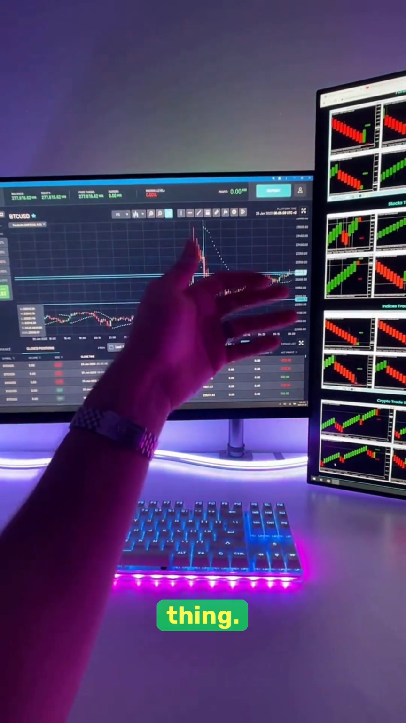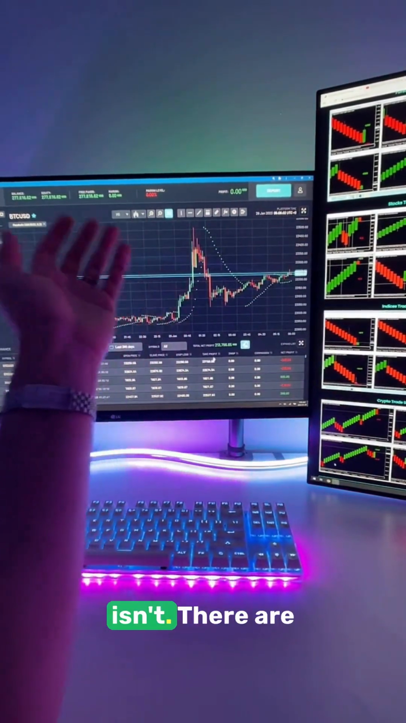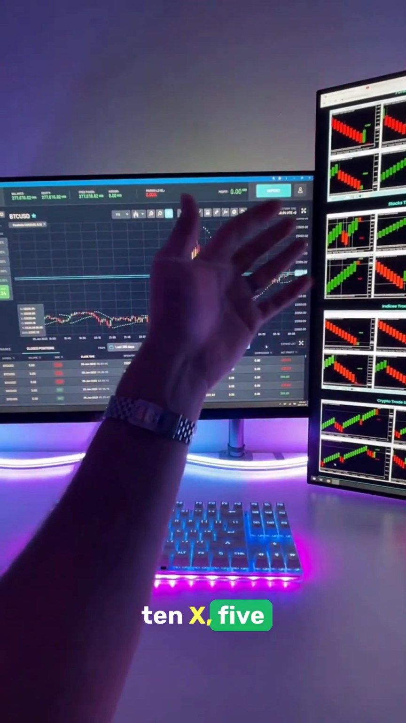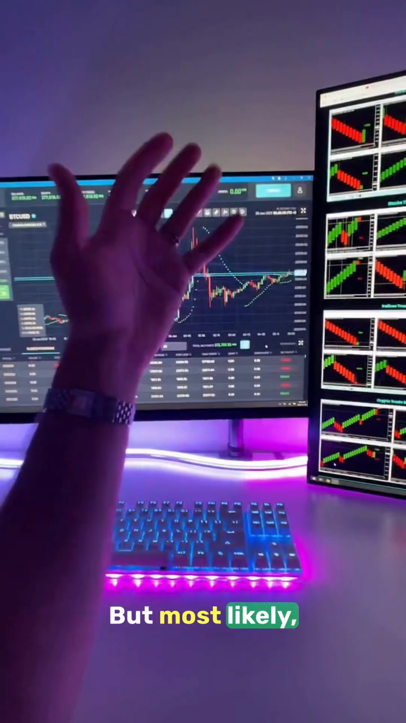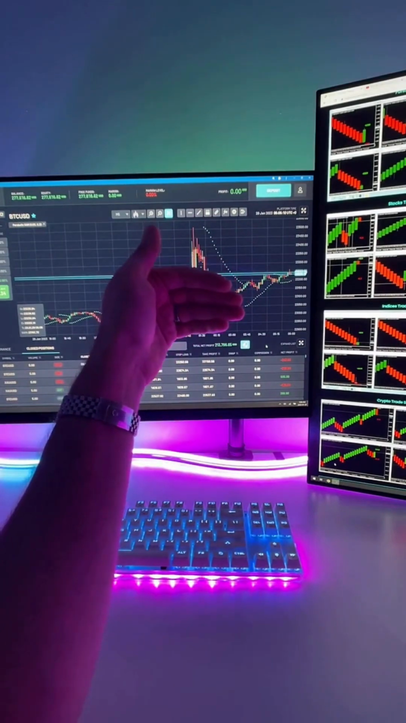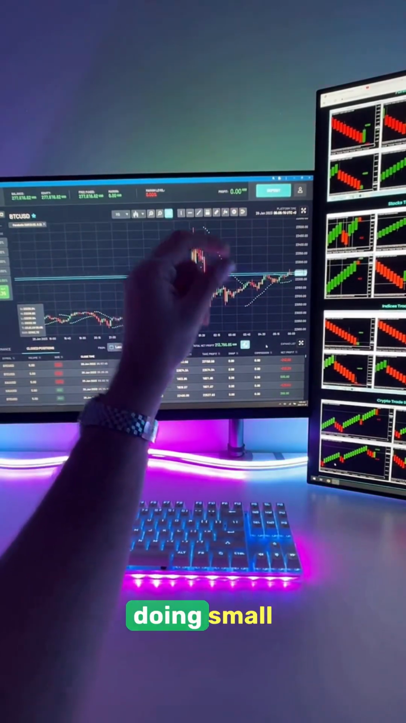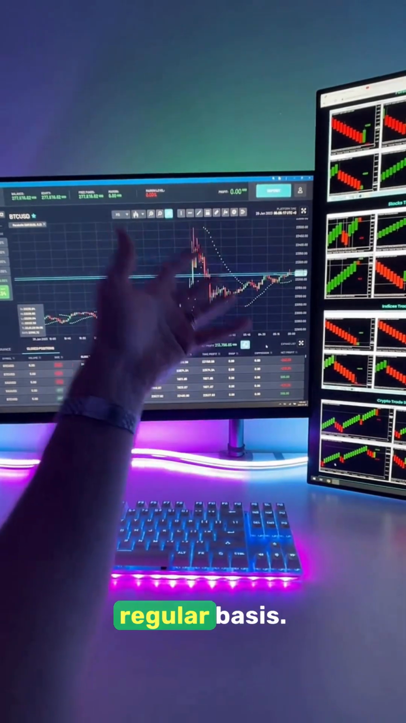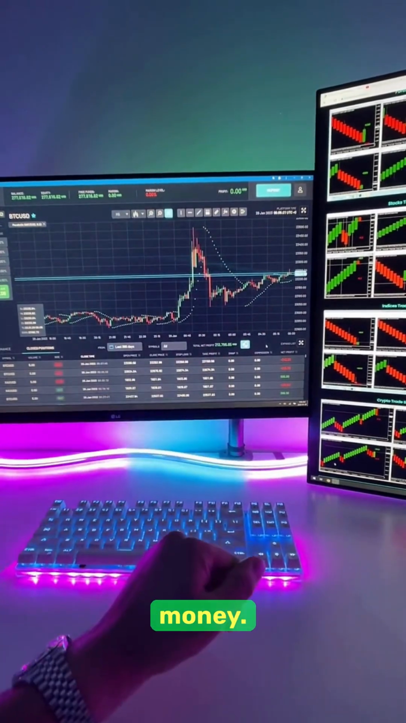Right? So here's the thing. There is a lot of potential in the markets. I'm not going to say there isn't. There are people who are doing 10x, 5x, 100x. Of course there are. But most likely, most people who are actually profitable are just doing small percentage gains on a regular basis. And that's really how most traders are making money.